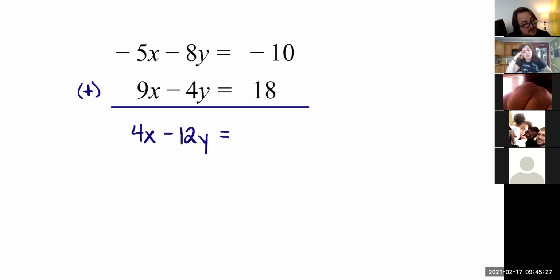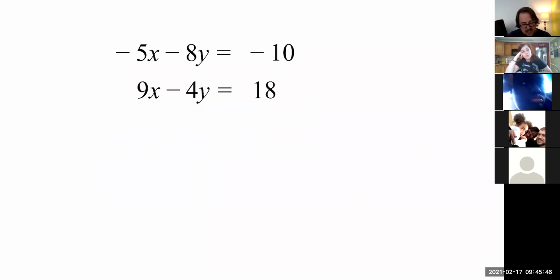And then -10 plus 18 would give me 8. Well, the problem is, all I've done is create a third equation that still has two variables. I can't solve this. It doesn't get me any closer. So I really, really need those opposite coefficients that we conveniently had in the perfect case.